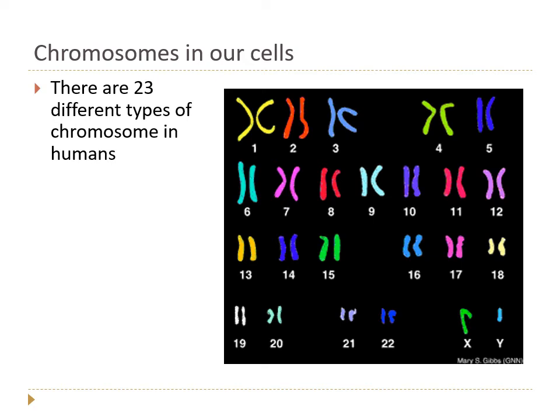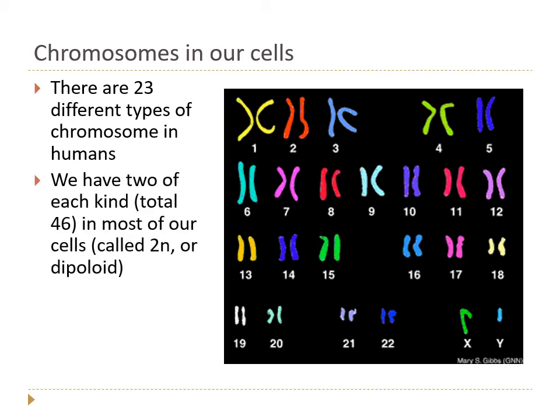So when we look at our cells, all human cells, with very few exceptions, you might remember red blood cells have no nucleus and therefore no chromatin, no chromosomes, no genetic material at all. And then later in this lecture we'll learn about some cells that don't have the same number of chromosomes, but all human cells have 46 chromosomes arranged into 23 pairs.